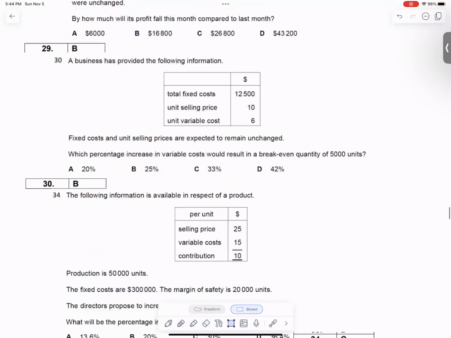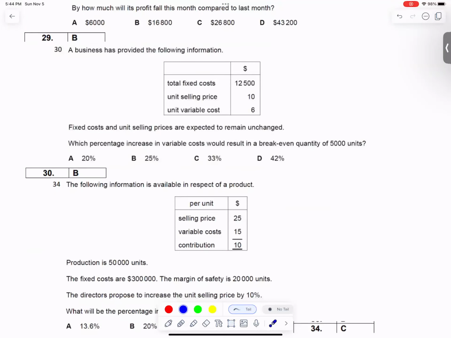A business has provided the following information. Variable cost is 6. Contribution is 4. Fixed cost and unit selling price are expected to remain unchanged. Which percentage increase in variable cost would result in break-even quantity of 5,000 units?